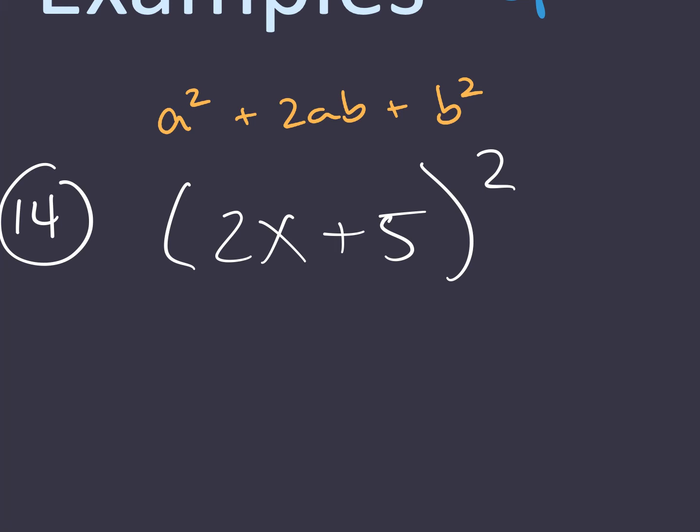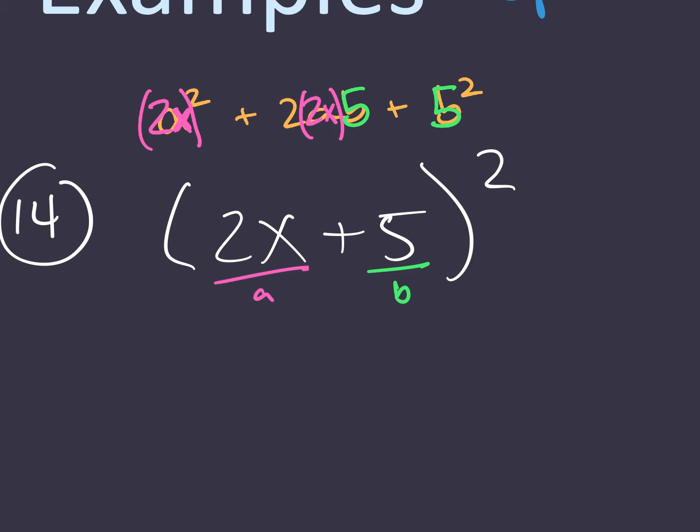What's my a? 2x. So this is a. So I'm going to put that in the a spot. So I'm going to put a 2x here. So I'm just going to rewrite it over it. 2x here. So I put it wherever I see an a. What's my b? 5. So I put a 5 wherever I have a b. And now I can simplify this.